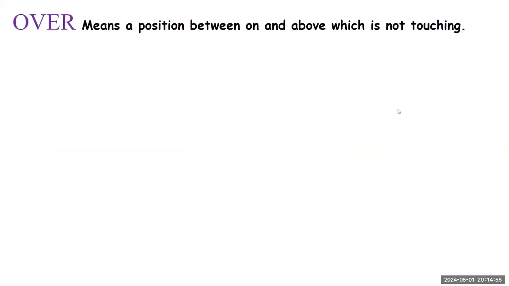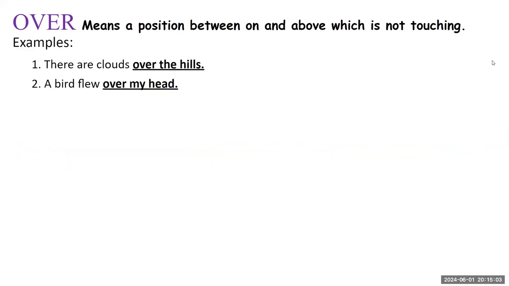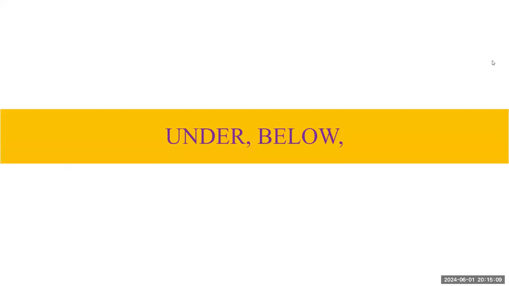Over means a position between on and above, which is not touching. There are clouds over the hills. A bird flew over my head. My flat is over the shop.